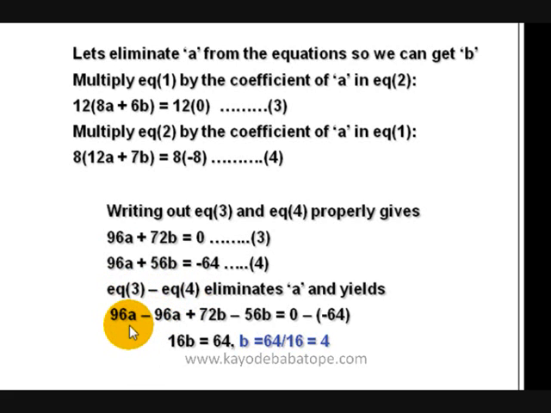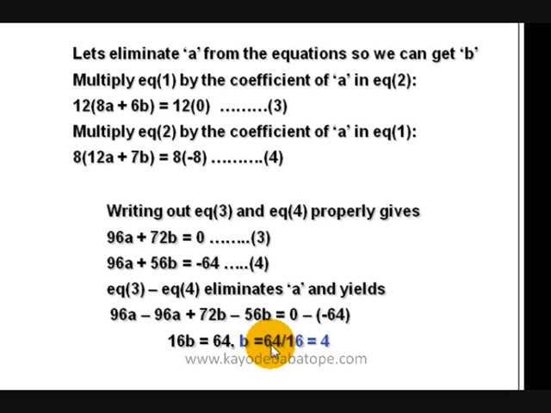That gives us 96a minus 96a plus 72b minus 56b is equal to 0 minus 64. Okay, because we are doing equation 3 minus equation 4, we are going to have 0 minus 64. That gives us 0 plus 64, which is 64. So from here, we can knock out a. 96a minus 96a is 0. 72b minus 56b will give us 16b. So therefore, 16b equals 64. That will give us b equals 64 over 16, which is equal to 4.